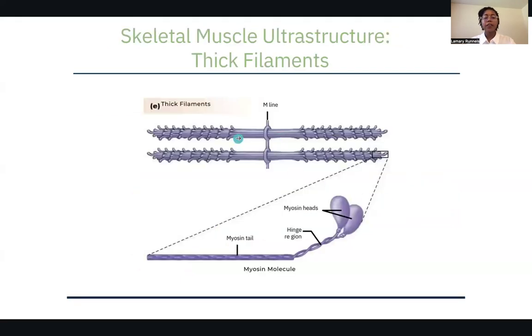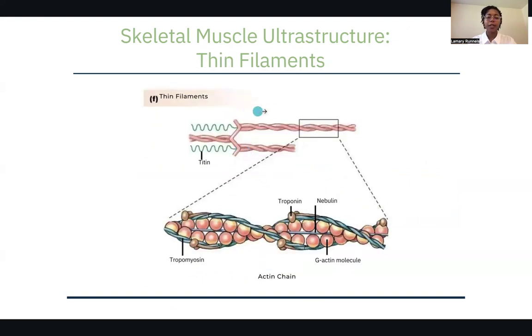So looking at a thick filament more closely, you have these myosin fibers or myosin molecules right here. When we look at it in a magnified view, you have the myosin molecule. All of this is a myosin molecule. And you have the myosin tail. This is the hinge region, and these are the myosin heads.